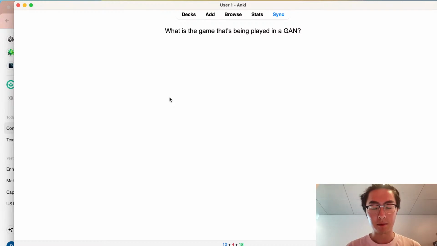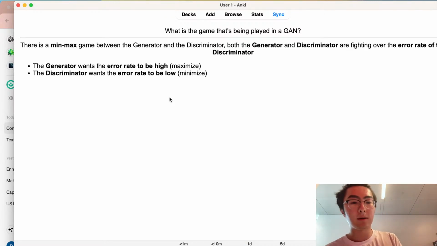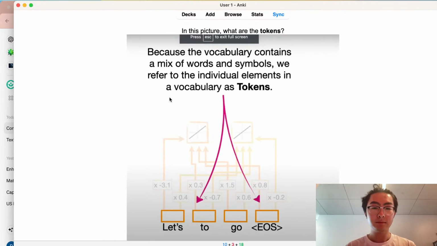What is the game that's being played? And again, so you have a generator and discriminator in a min-max game. The generator is trying to maximize the misclassification or the error rate for the discriminator, and the discriminator is trying to minimize that error rate. This picture with the tokens, let's go, and the end of sentence token.